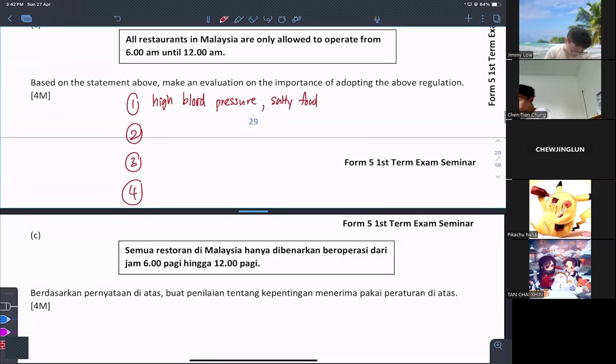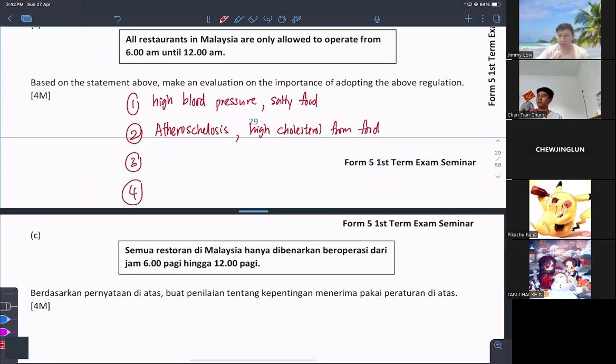Two, atherosclerosis. Atherosclerosis is a kind of blood vessel disease. The blood vessel disease happens because of what? High cholesterol from food. Okay, cholesterol makanan yang tinggi. That causes you atherosclerosis. The third one you can say diabetes, cancer, colorings. Diabetes comes from sweet.